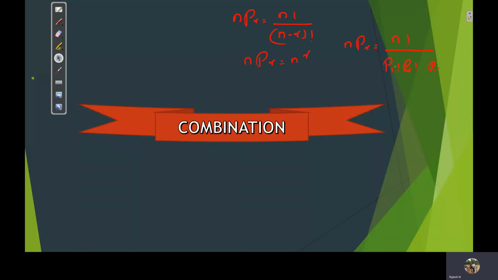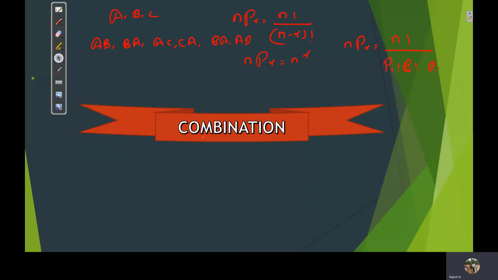So permutation is purely an arrangement. You see, if A, B, C are three items, and you want to arrange two items at a time, then it is AB, BA, AC, CA, BC, CB. So there are six arrangements.